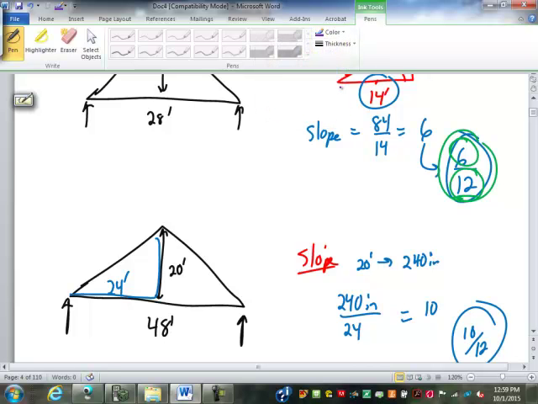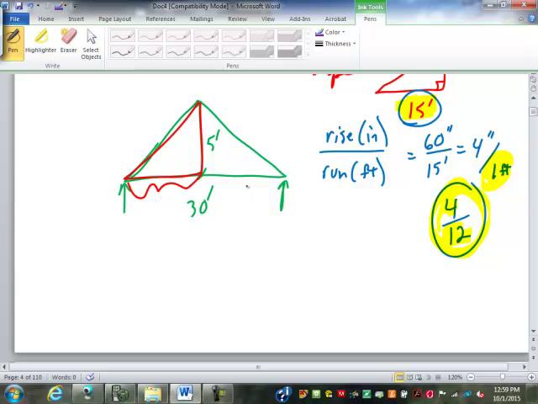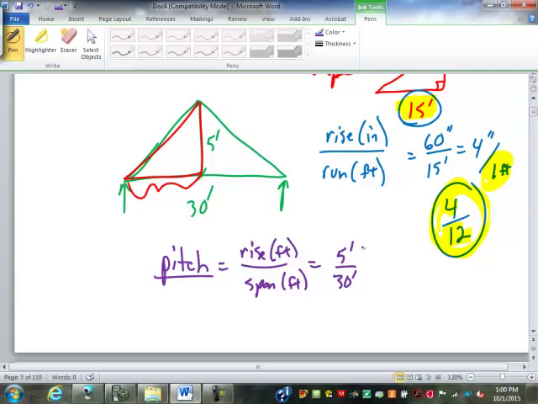Okay, now let's go back and do pitch. The pitch for this one. Pitch is always both in feet. Slope is inches over feet, inches per foot. Pitch is always in feet. It is rise in feet over span in feet. So it's 5 feet of rise over 30 feet of span. Both of those divided by 5 gives me a 1/6 pitch.